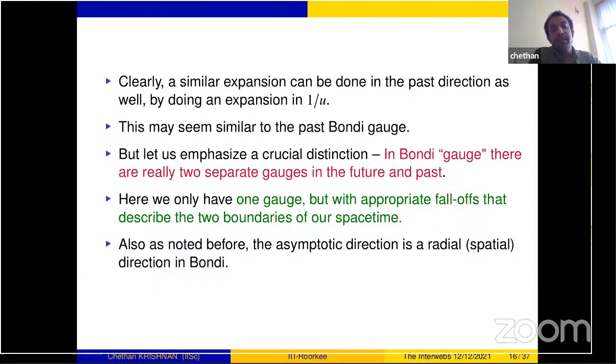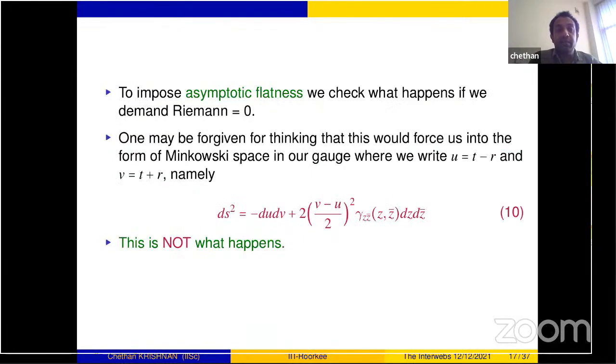So this may be seen as similar to the past Bondi gauge, and morally it is, but there's a crucial distinction. In Bondi gauge, and I'm putting gauge in quotes because there are really two separate gauges in the future and past, here we only have one gauge. What we are really doing is two expansions for the same gauge at two boundaries of spacetime: the future boundary 𝗦+ and the past boundary 𝗦-. So we have only one gauge and we are doing two expansions at two boundaries, as opposed to Bondi gauge, where there is a future Bondi gauge and a past Bondi gauge, which are two different gauges. All right, so that's one thing.